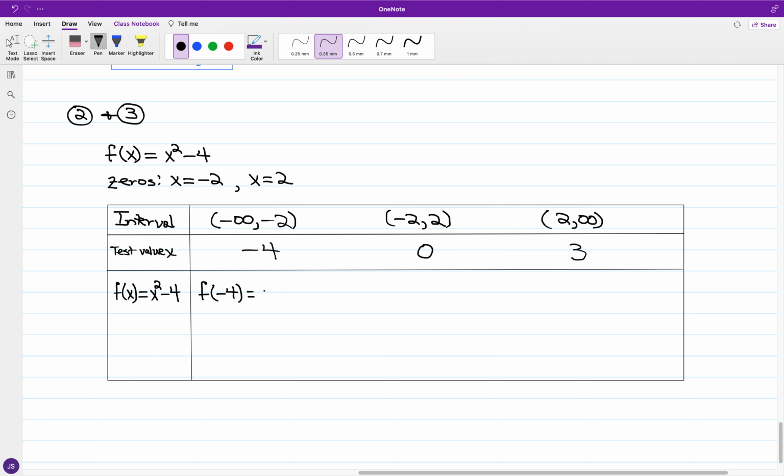that's going to be the square of negative 4 minus 4. The square of negative 4, negative 4 times negative 4, is going to be 16. And 16 minus 4 is going to come out to a positive 12.